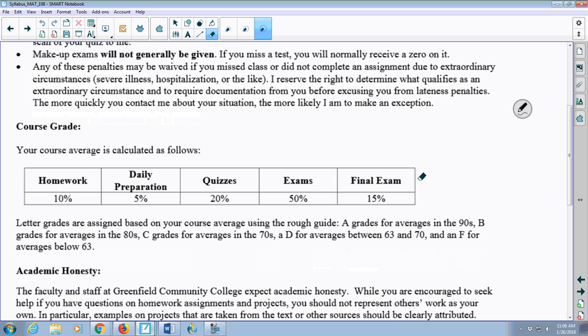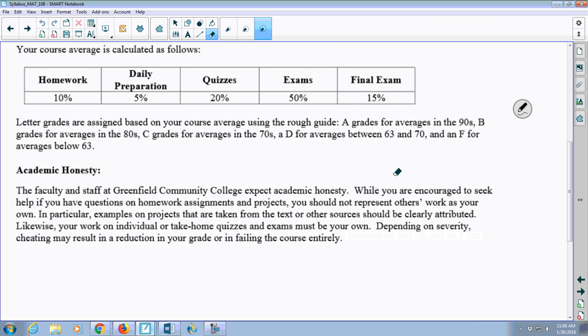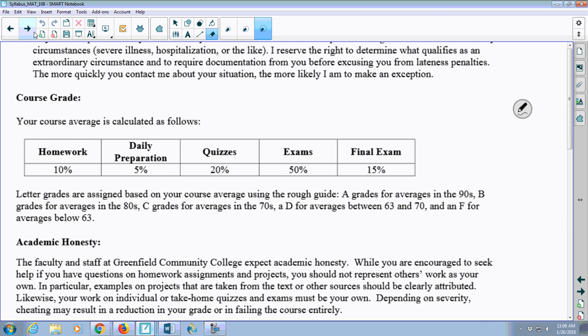So basically, 15% all in your control, homework and daily prep. Take-home quizzes a little less in your control, but you still have time and a lot of opportunity to do well. 20%, 3 exams for 50, and 15% on your final. No projects this semester. I know.